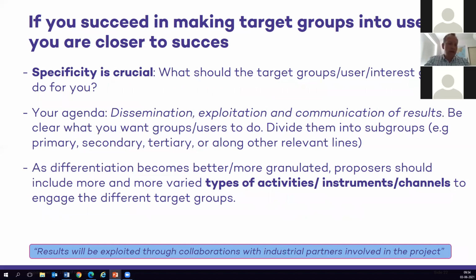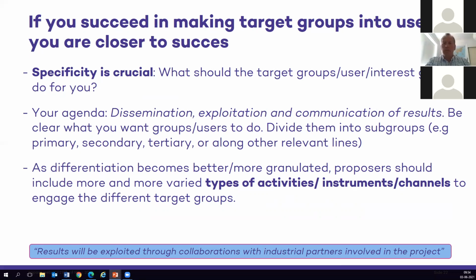Talking about target groups, users, specificity is crucial, and there are several angles you can look at it from. Your agenda, so to speak, are dissemination, exploitation, and communication. So be specific here. What are the groups to do in regard to these different angles of your agenda?